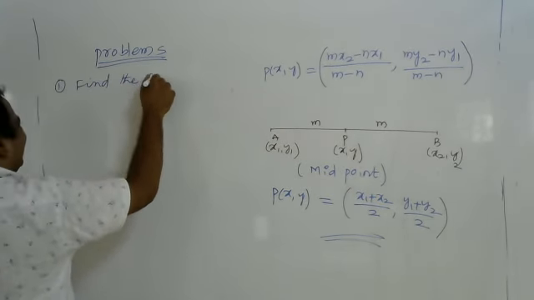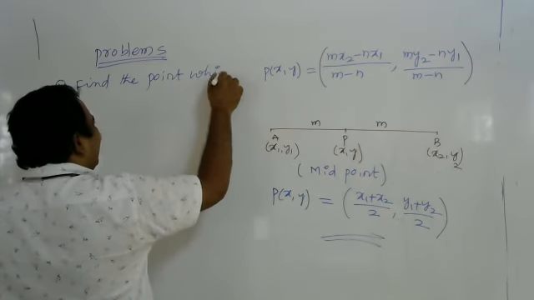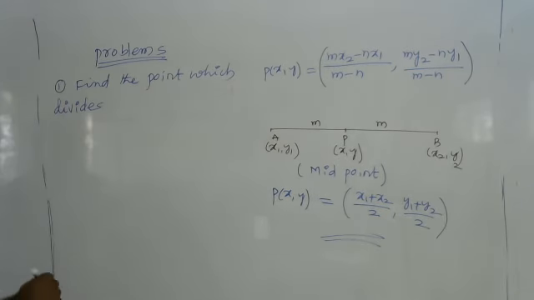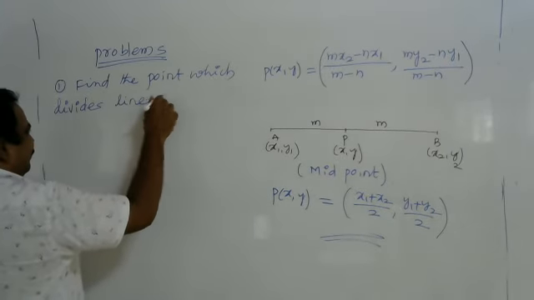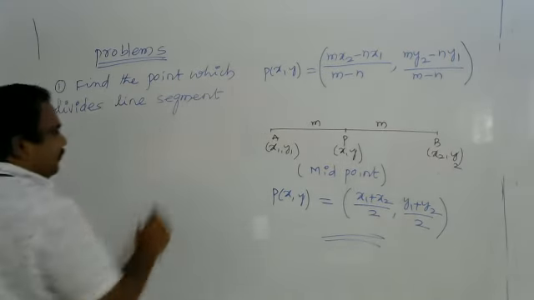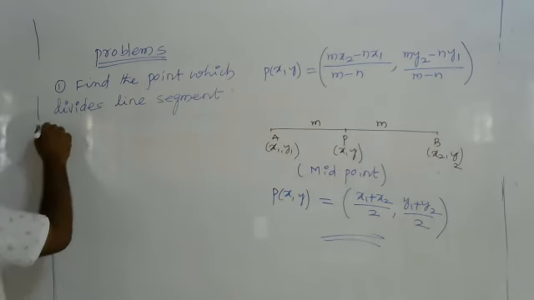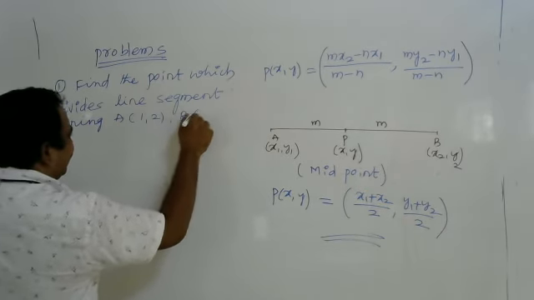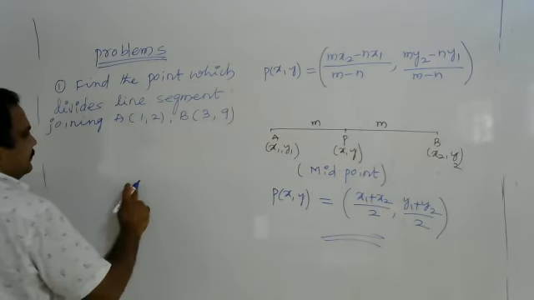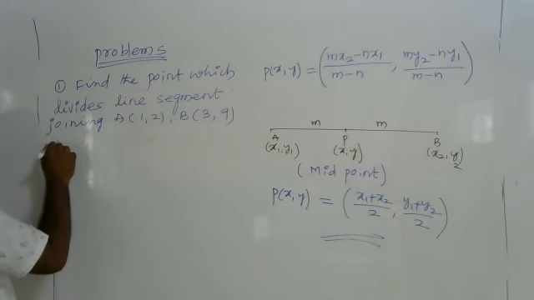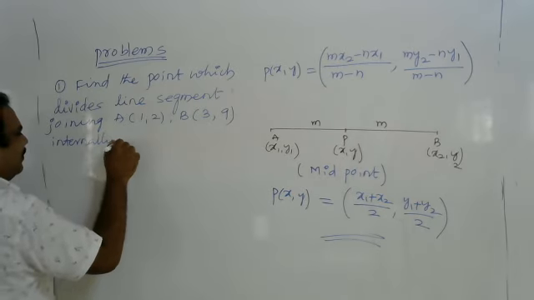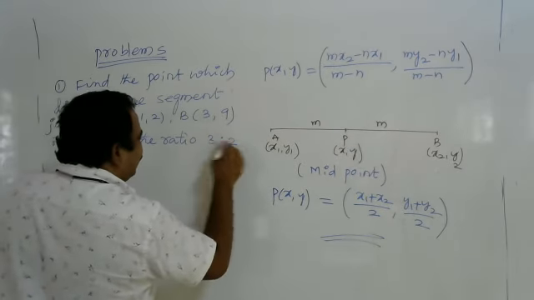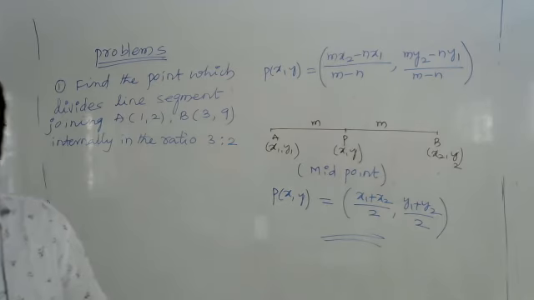Find the point which divides the line segment joining A of 1 comma 2, B of 3 comma 9, internally in the ratio 3 is to 2.